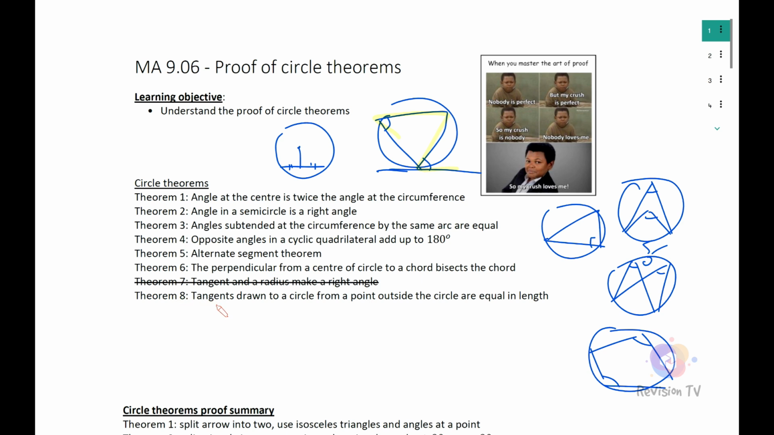Theorem 8, tangents drawn to a circle from a point outside the circle are equal in length. So we're saying these two lines will be equal in length, and these two lines will be equal in length. So just a quick recap on them.